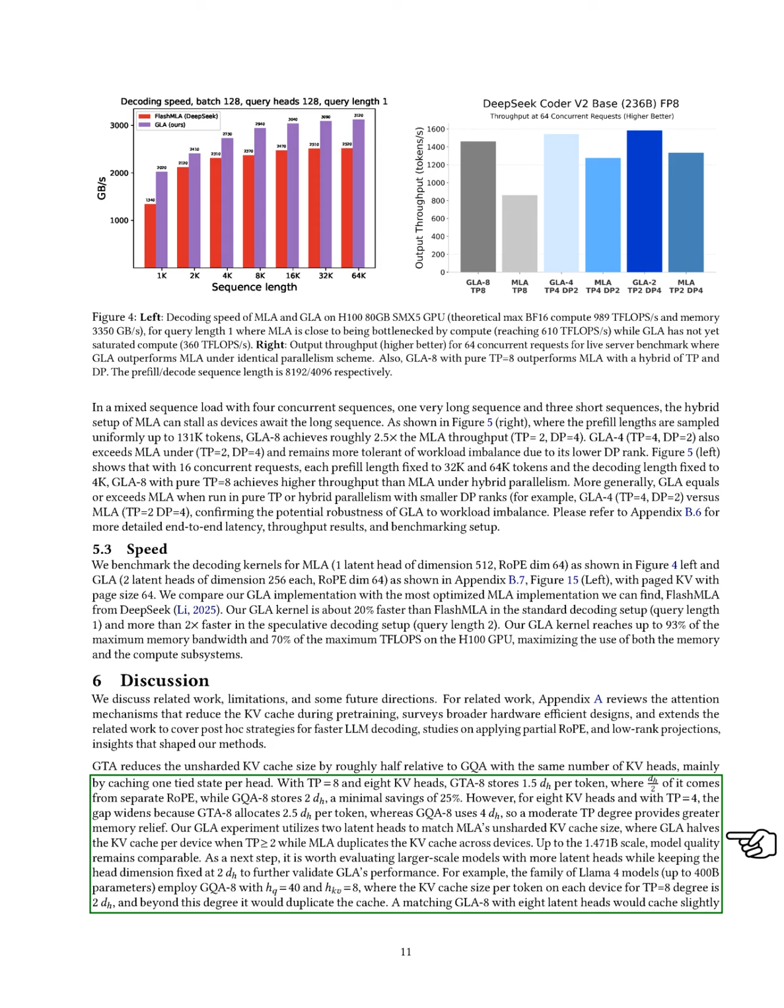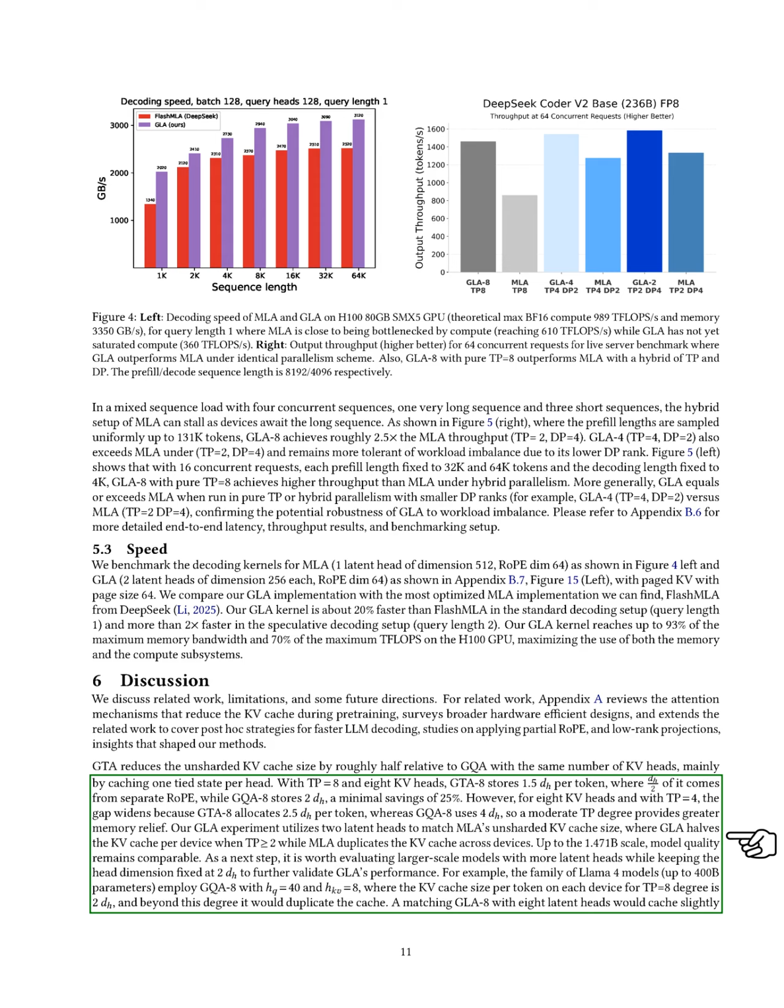Up to the 1.471 billion scale, the model quality remains similar. We plan to evaluate larger models with more latent heads while keeping the head dimension fixed at double the head dimension to further test GLA's performance. For instance, the Llama 4 models, which can have up to 400 billion parameters, use GQA8 with specific head dimensions, where the KV cache size per token for a tensor parallelism degree of 8 is double the head dimension, and beyond this degree, it duplicates the cache.